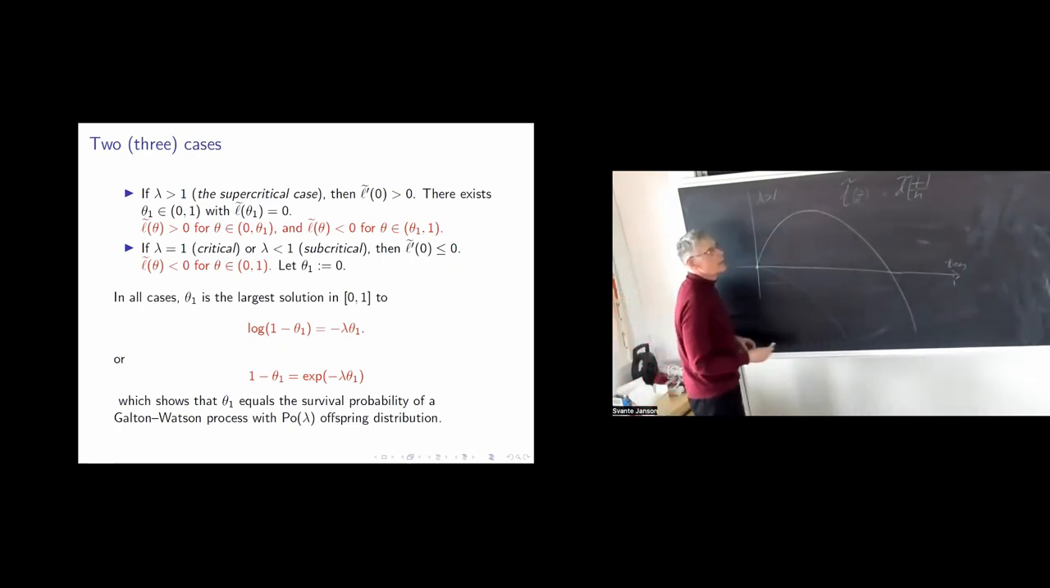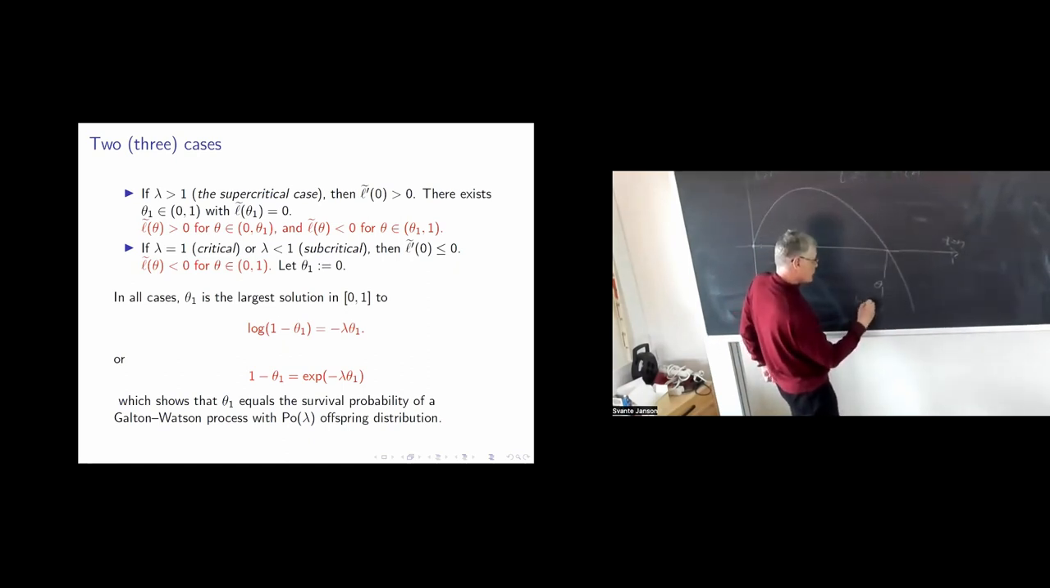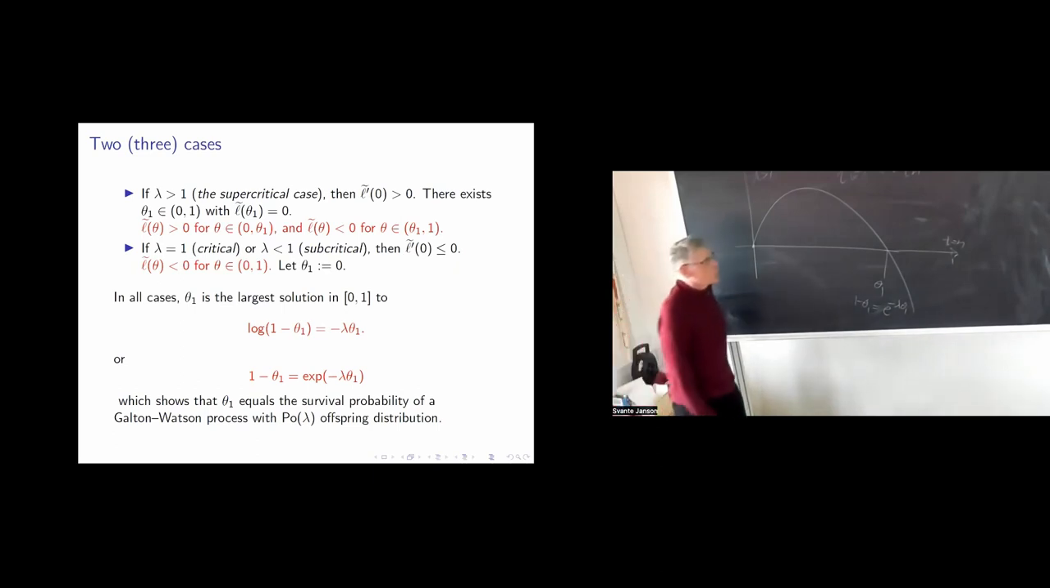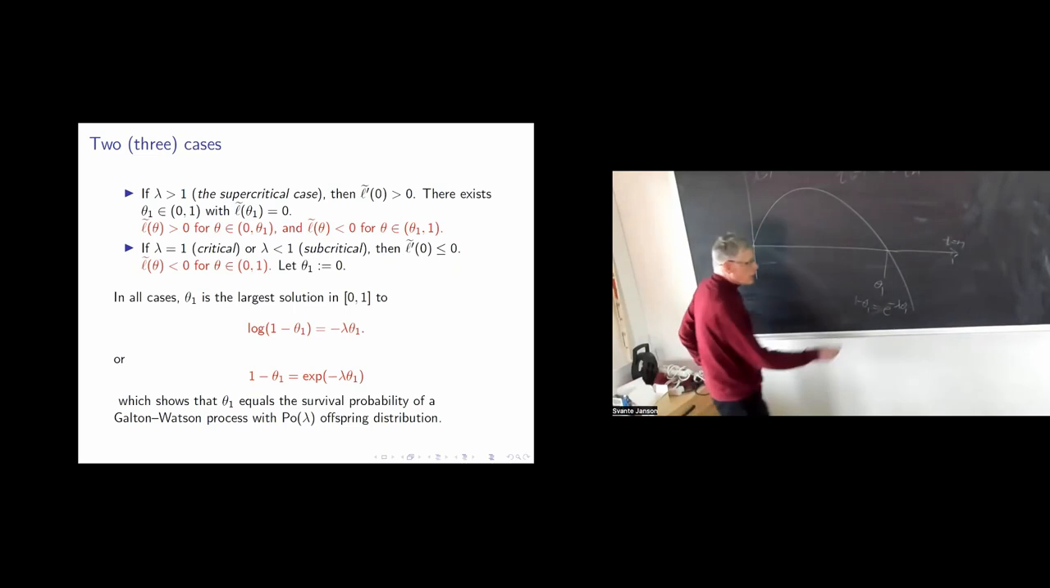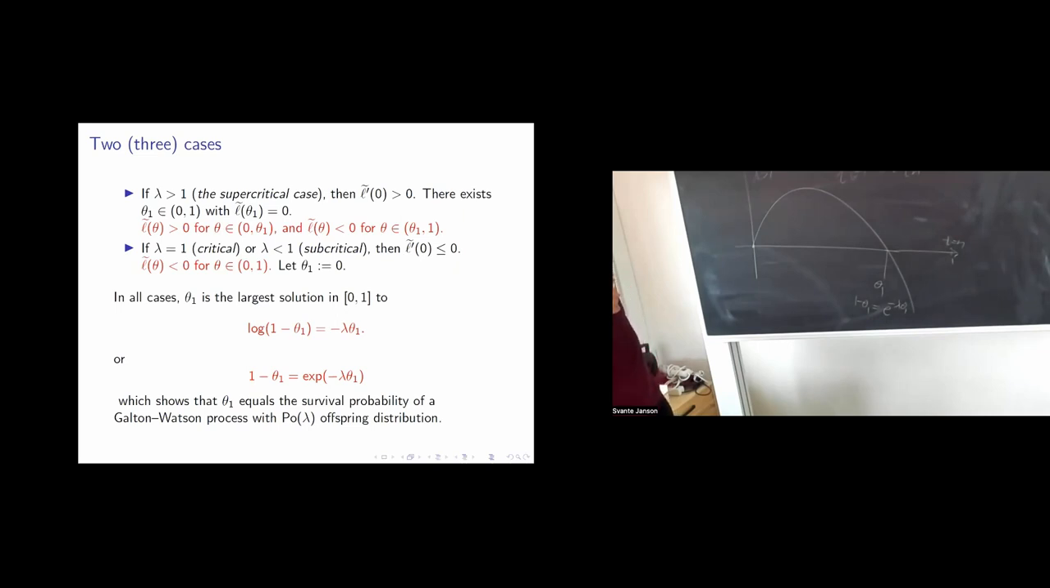Now, this was the mean. I should say here, this is called theta one, which solves the equation one minus theta one is e to the minus lambda theta one, which is a formula you may recognize if you studied, for example, branching processes. It's the survival probability of a Galton-Watson process with a Poisson lambda offspring. Or if you've studied random graphs, in the Erdos-Renyi model, this is the relative size of the giant component there when lambda is p times n, that's constant, asymptotically. So again, because of the connection with the Galton-Watson process.